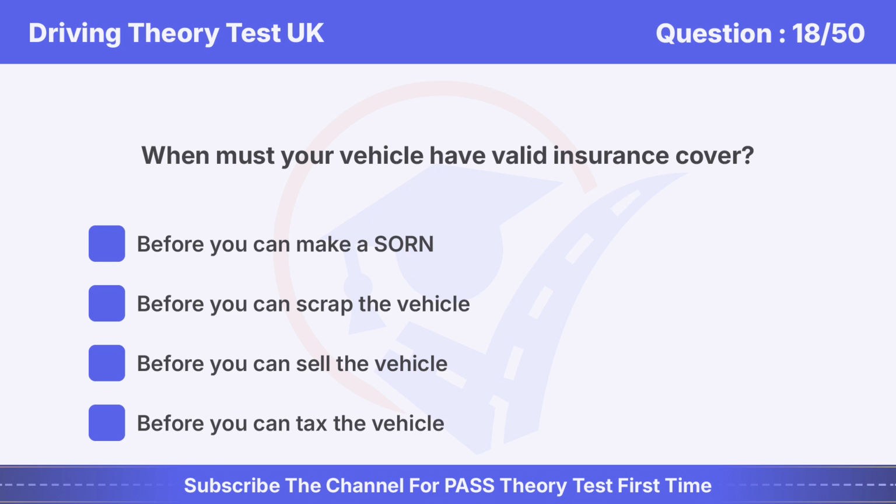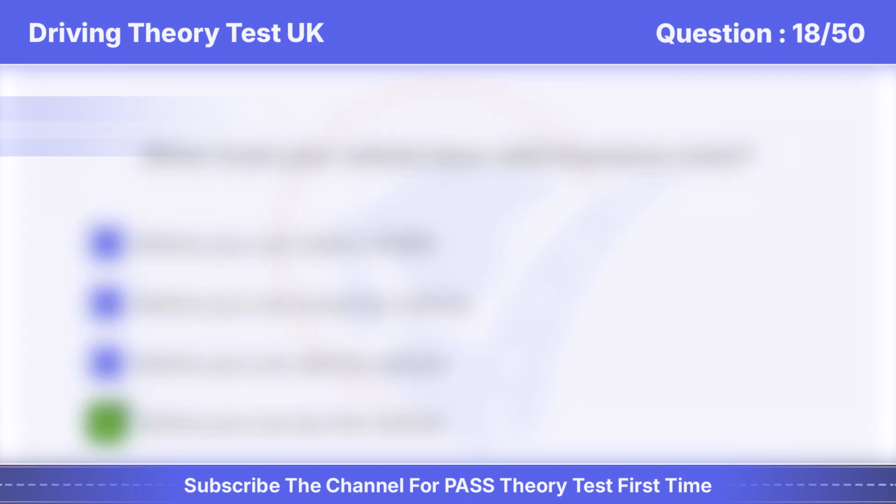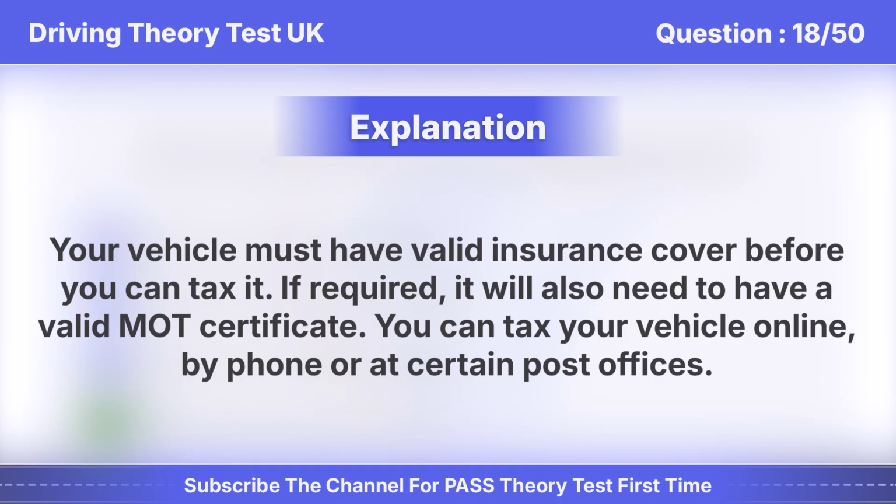Question 18. When must your vehicle have valid insurance cover? Answer is D, before you can tax the vehicle. Your vehicle must have valid insurance cover before you can tax it. If required, it will also need to have a valid MOT certificate. You can tax your vehicle online, by phone, or at certain post offices.